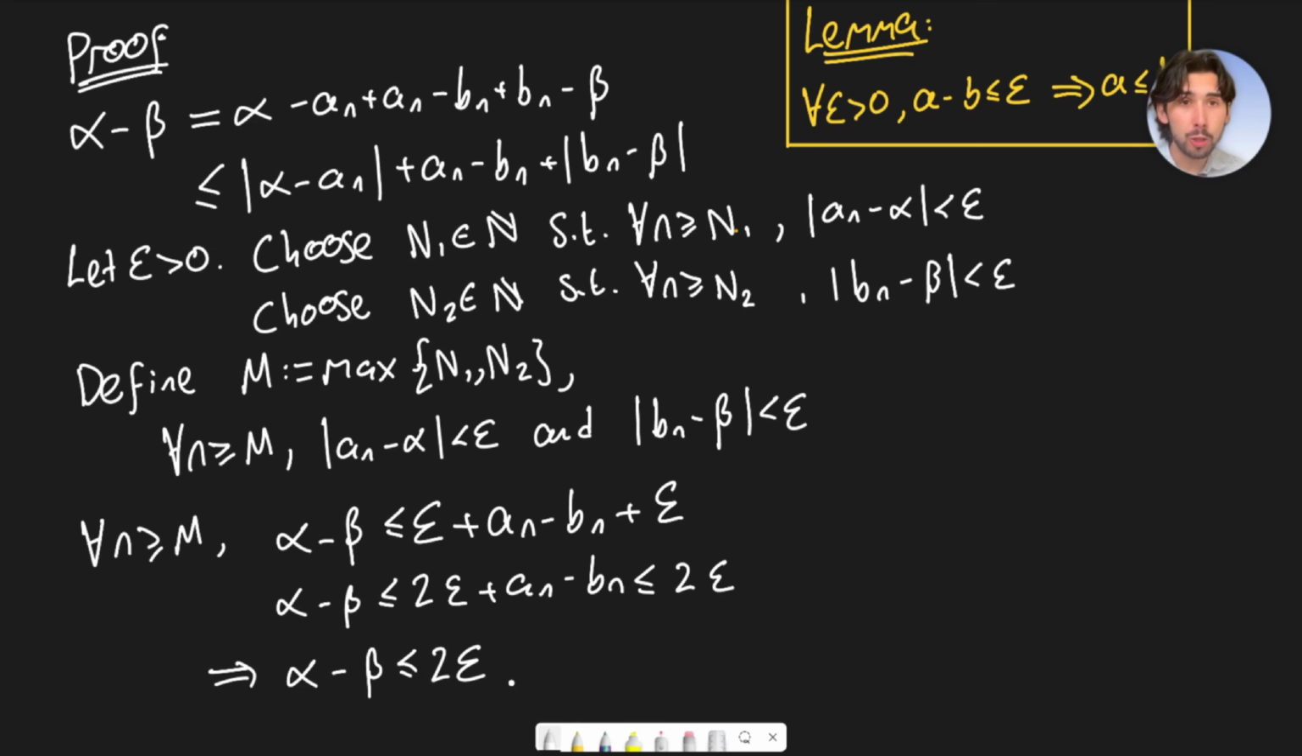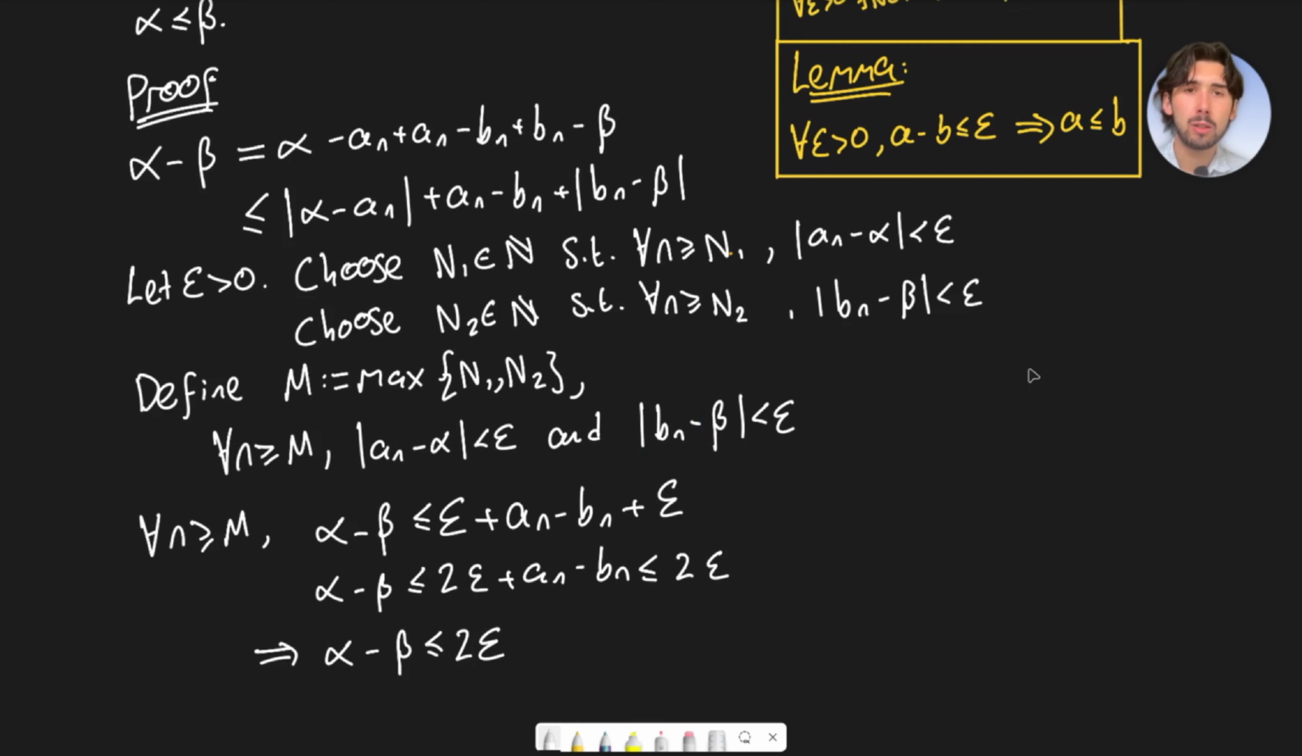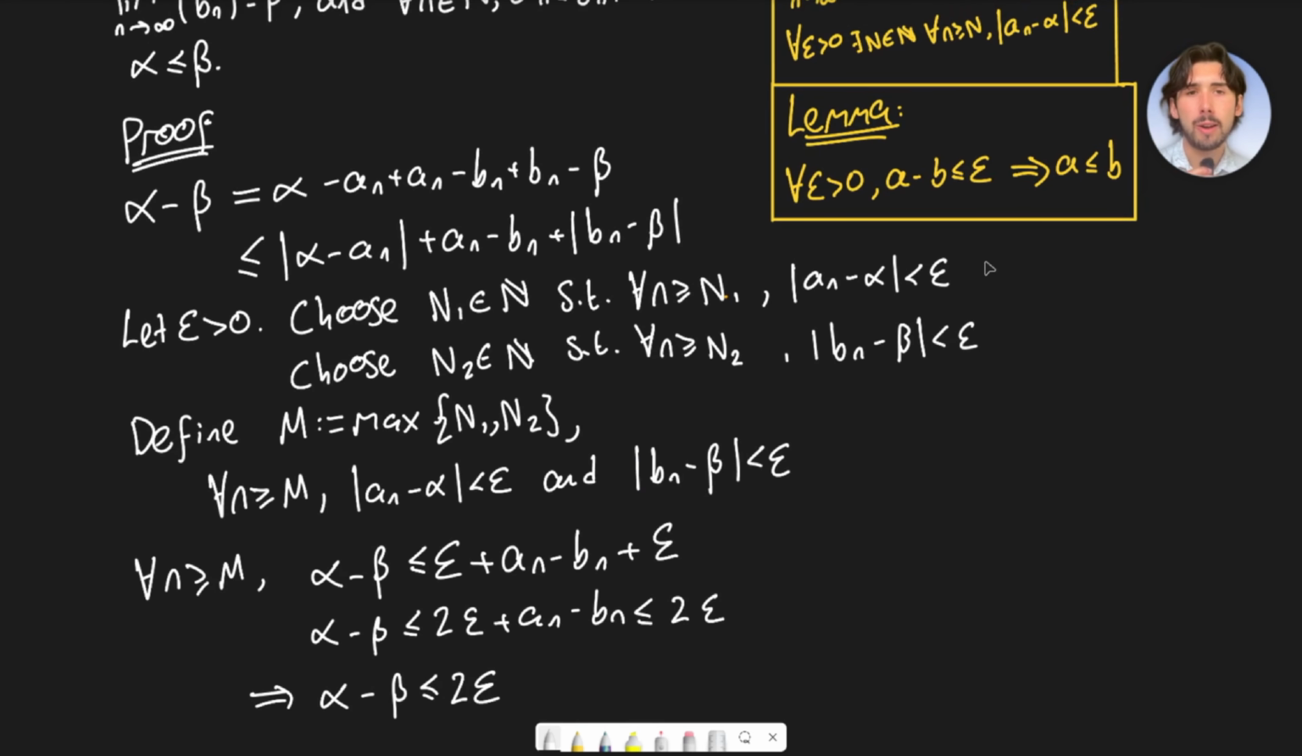So what we're left with is that alpha minus beta is less than or equal to 2 epsilon. And this is good enough. So the lemma says that for all epsilon greater than 0, a minus b needs to be less than or equal to just epsilon. But if you've seen one of my previous videos about equivalent definitions of convergence, you'll know that this is actually okay. And if you're still not super happy with it, we can slightly adapt the proof in not a crazy way.